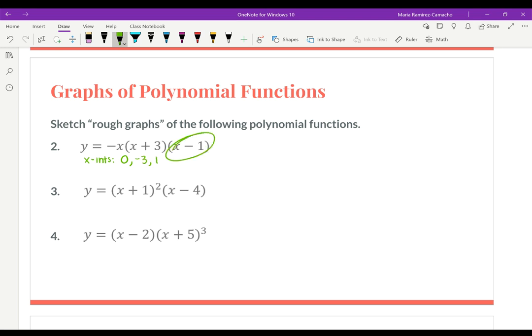And again, the reason that I'm getting the same numbers but opposite signs when I'm going from my equation to my roots is because if you use the zero product property and you take each factor and set it equal to 0, I'm setting x minus 1 equal to 0 as an example, I am going to get that number but the opposite sign as my solution for x. Okay, that's why we have the opposite signs. So my x-intercepts for graph 2 are at 0, negative 3, and 1.